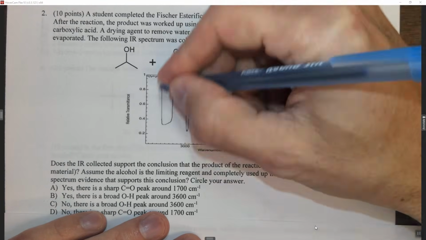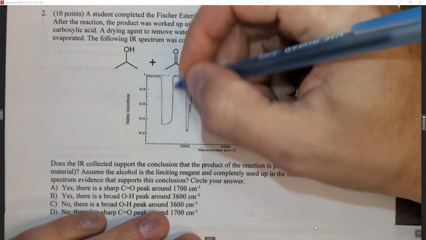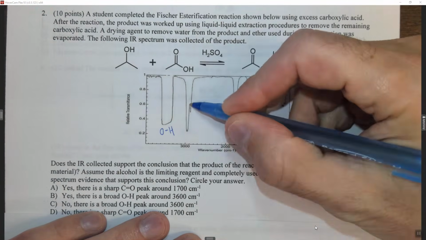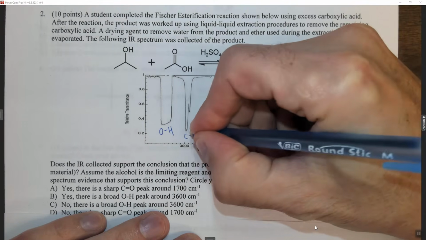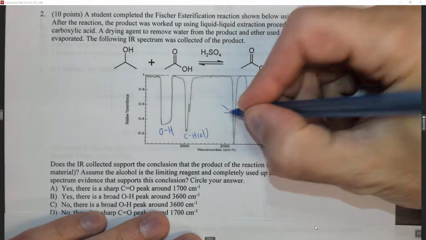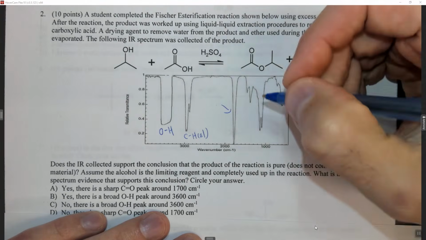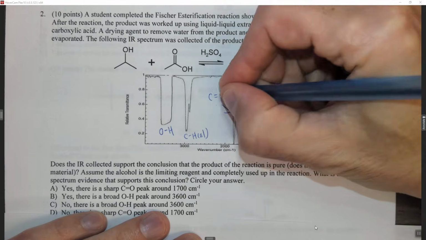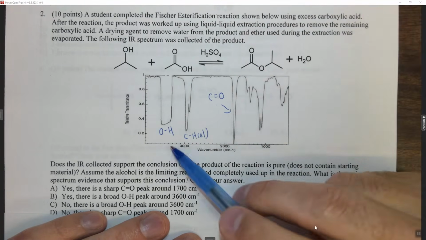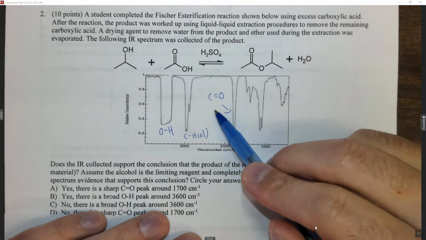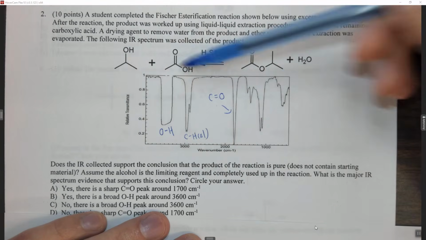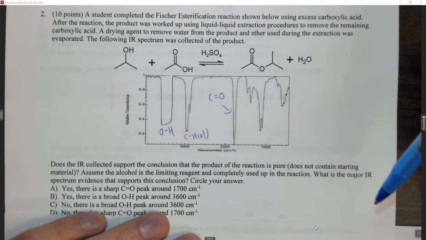If we look here, we have this broad peak around 3500-ish. This is going to be from your OH. If we look here, we have these peaks below 3000, so these are your CH from your aliphatic or non-aromatic molecules. And finally, we have this sharp peak around 1750, and this is your carbonyl, your C double bond O peak. So we have OH, we have CH aliphatic, and we have carbonyl. Now what we need to look at is the functional groups on our starting materials and our products, and see which one of these is distinguishing.